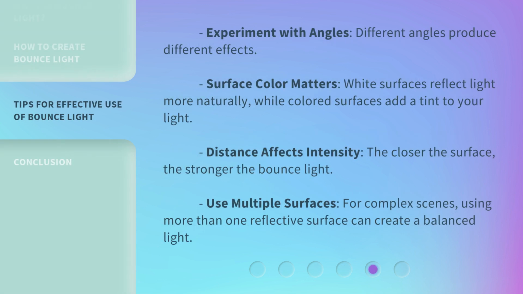Experiment with angles. Different angles produce different effects. Surface color matters. White surfaces reflect light more naturally, while colored surfaces add a tint to your light. Distance affects intensity. The closer the surface, the stronger the bounce light. Use multiple surfaces. For complex scenes, using more than one reflective surface can create a balanced light.